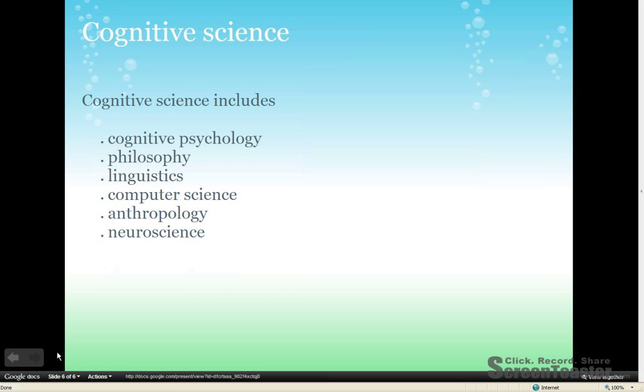So that's pretty much it, except to add that cognitive psychology is part of a wider discipline, a kind of umbrella discipline that we call cognitive science. And this includes philosophy, linguistics, computer science, anthropology, and neuroscience. So all of these disciplines have something to say about the nature of the mind.